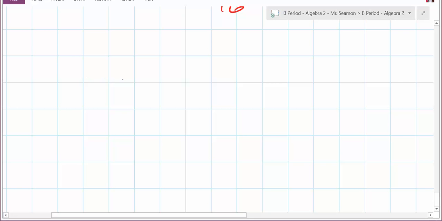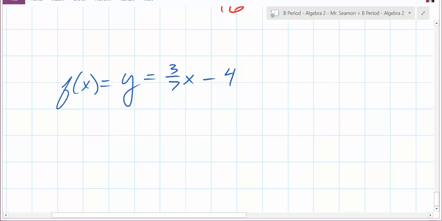Let's say I gave you this here. Y is equal to 3/7 x minus 4. Find me the inverse of that function right there. So if this is f of x right here, if that's f of x, find me the inverse.